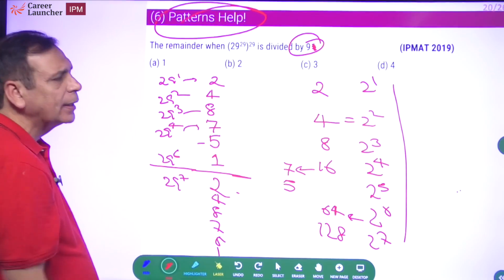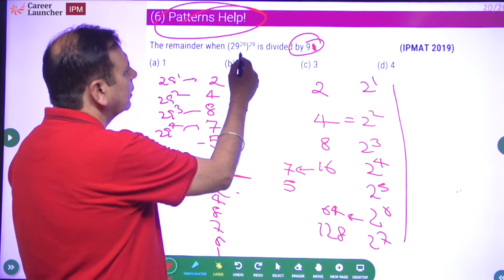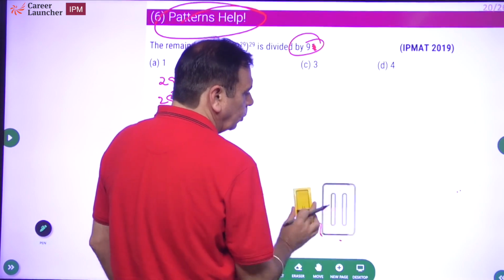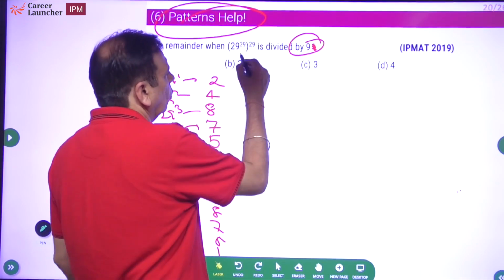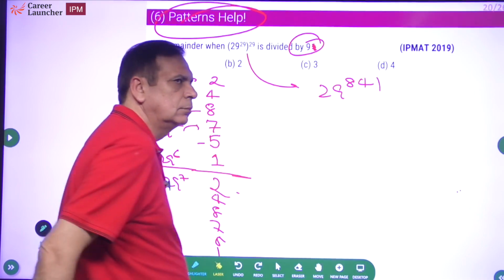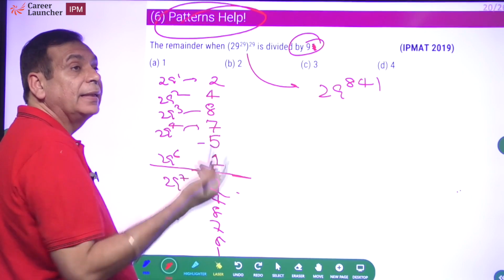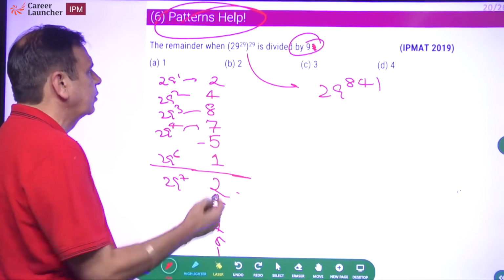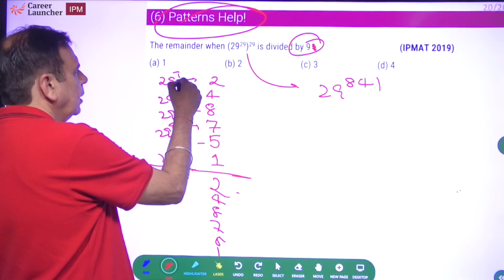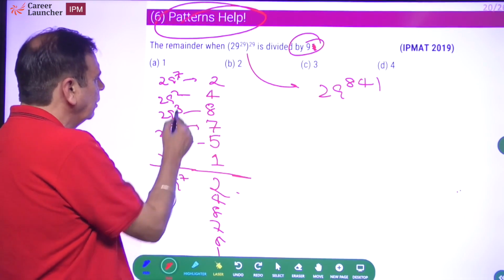So, you have to identify the pattern. If I identify the pattern, then what is this? 29 to the power of 29 squared? This is going to be 29 to power 841. This is a cyclicity, a pattern repeating after 6. So, 1, 2, 3, 4, 5, 6. This will again be 7. Right? 8, 9, 10, 11, 12, 13, 14.